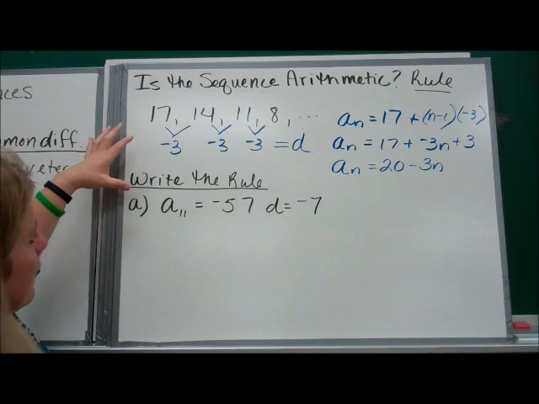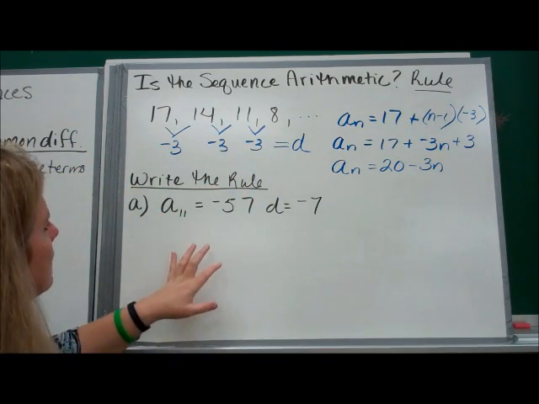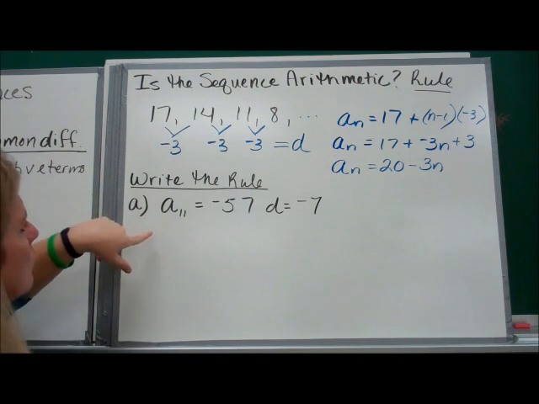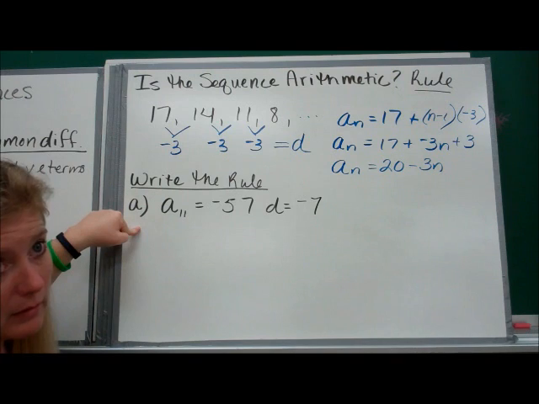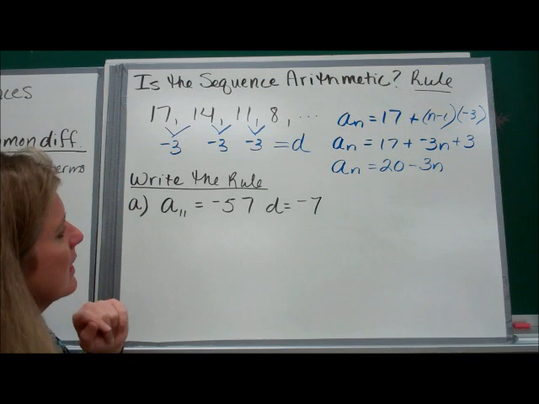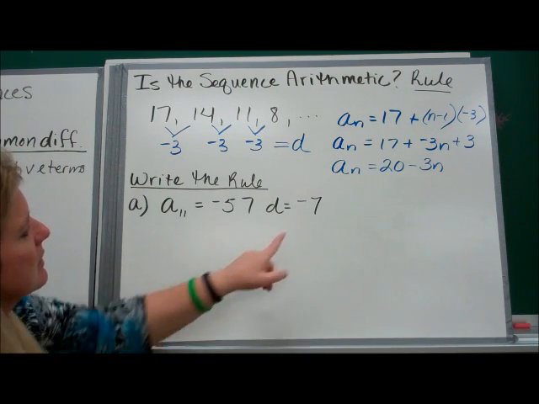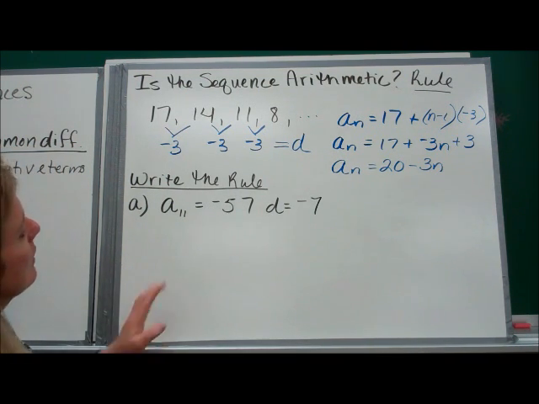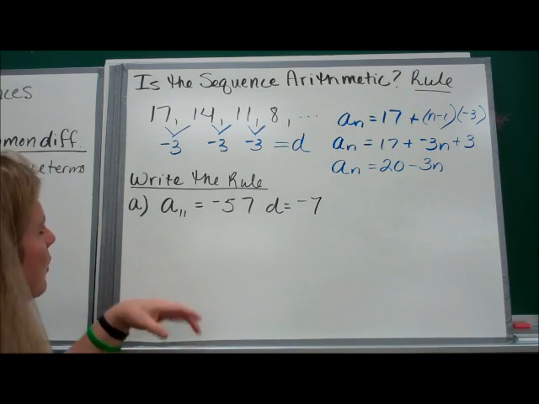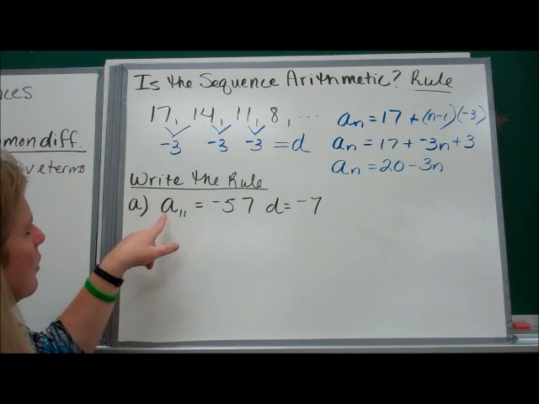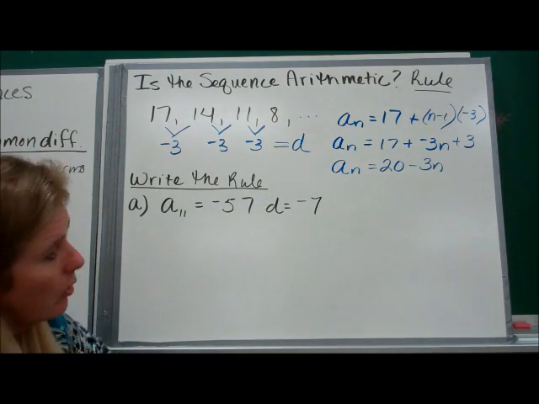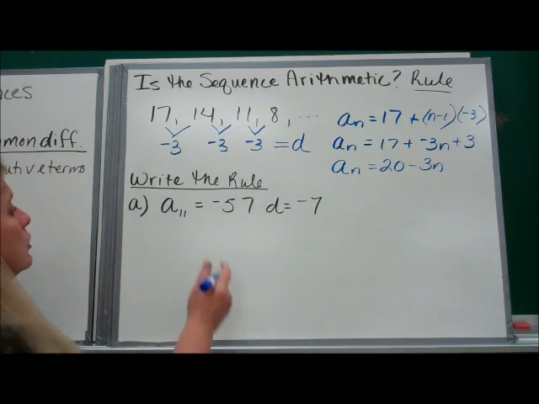What if I don't give you a bunch of terms? What if I don't give you the first term? What if I want you to write the rule if I tell you it's an arithmetic sequence? The 11th term is negative 57 and the common difference is negative 7. Well, we use the same formula, only this time we know this term, so this is going to be substituted for a sub n. We don't know a sub 1. We need to find the first term.